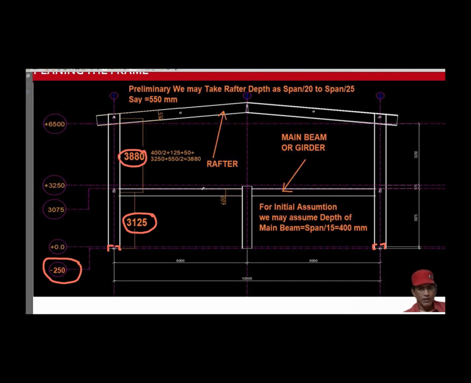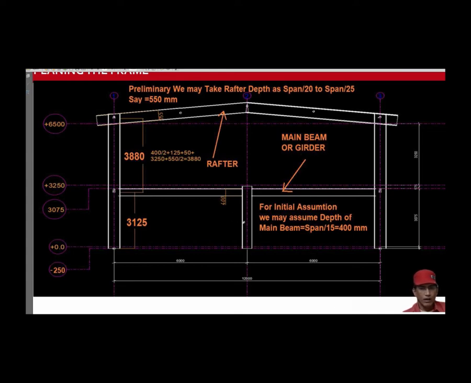For preliminary modeling, we can assume the depth of the girder as span by 15 and depth of the rafter as span by 20 or span by 25. So rafter is a structural member which supports the purlins, which in turn support the roofing sheet. In the PEB industry, these members are usually called rafters, which support a sloping roof using purlins.